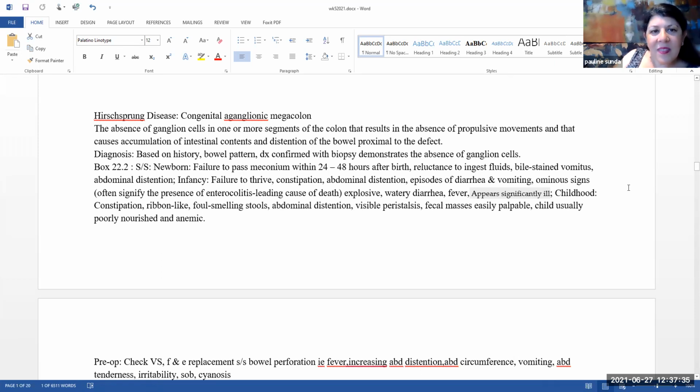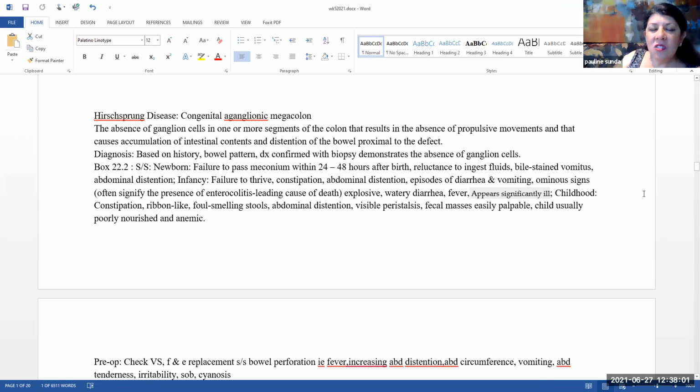Hirschsprung's disease. This is also called congenital aganglionic megacolon. And this is basically an absence of ganglion cells in one or more segments of the colon that results in the absence of propulsive movements. And that causes an accumulation of intestinal contents and distension of the bowel proximal to the defect.